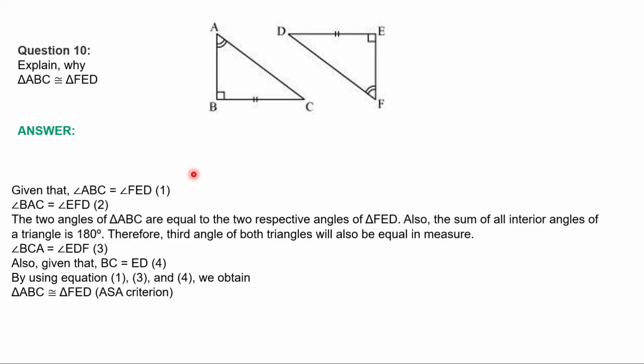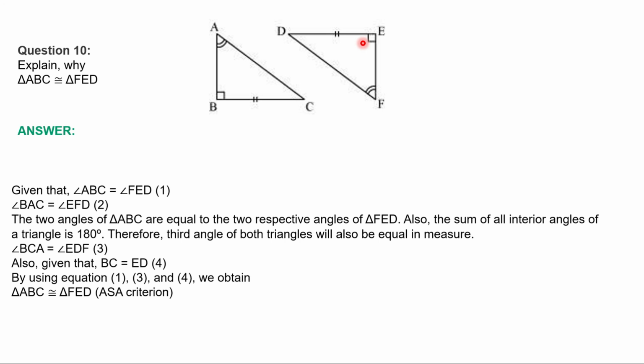So in question number 10, we need to explain why triangle ABC is congruent to triangle FED. Why is it saying like this? In triangle ABC, it is given that we have two angles equal, and the third one is a side, which does not follow the criteria of ASA, but it does follow the criteria of AAS. Why is it so? Why are they congruent?